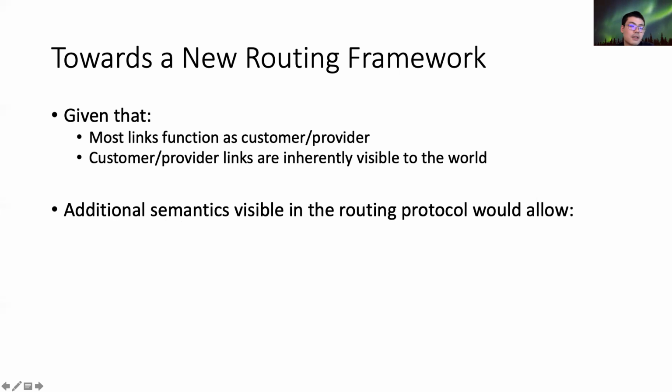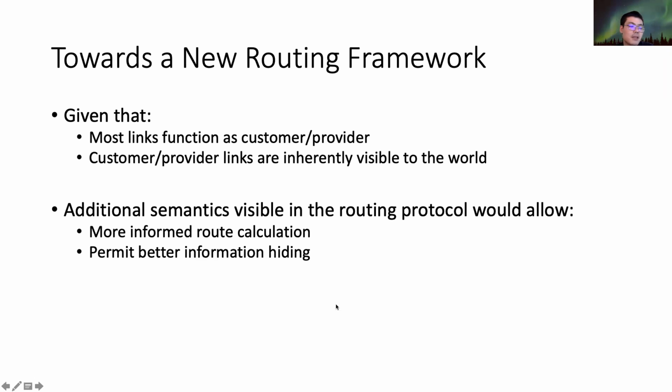And so an additional semantic visible in the routing protocol would allow more informed route calculation. Because in OSPF, you always find the shortest path, because you see the entire information, you don't hide anything. You see the entire information in your triangle, in your hierarchy. So then you can optimize. You know how to optimize the route, and if one is down, how to find the next shortest path. And it permits better information hiding, because whatever is in your triangle, you don't need to send to the peer.